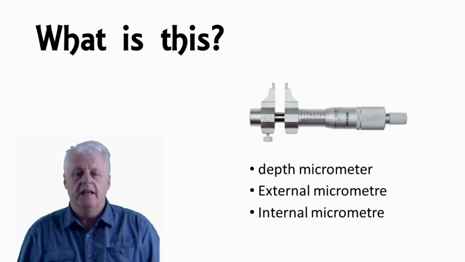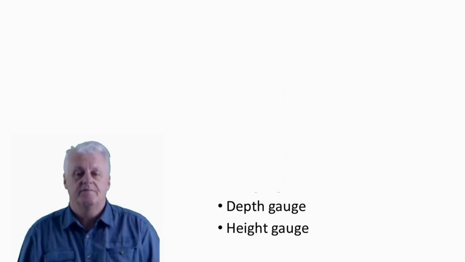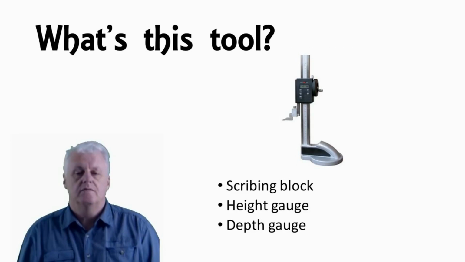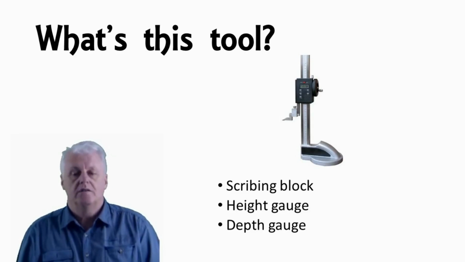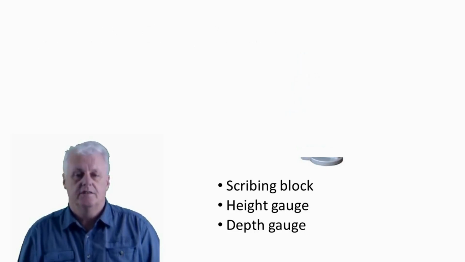What is this? Depth micrometer, external micrometer, internal micrometer. The answer is internal micrometer. What's this tool called? Dial gauge, depth gauge, height gauge. The answer is dial gauge. What's this tool? Scribing block, height gauge, depth gauge. The answer is height gauge.